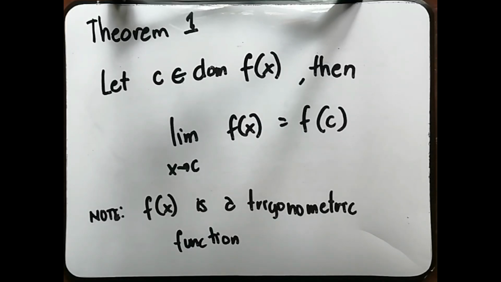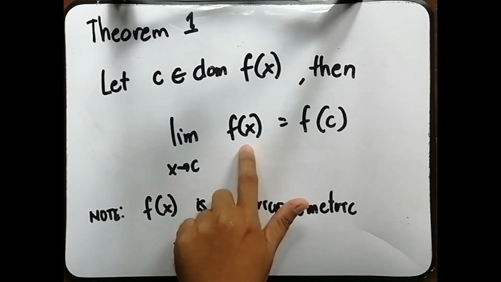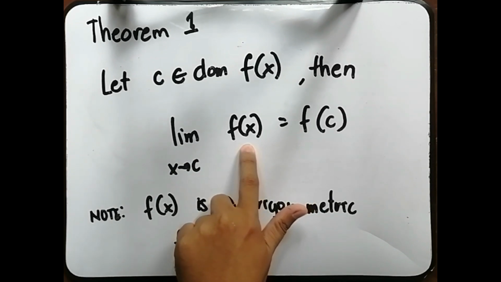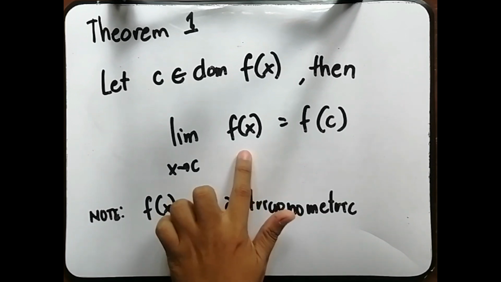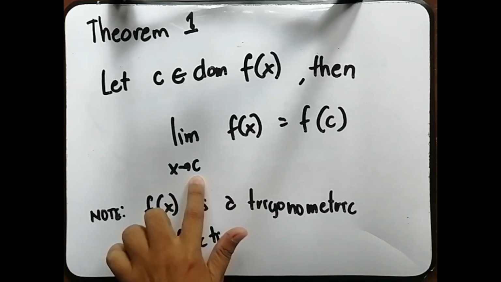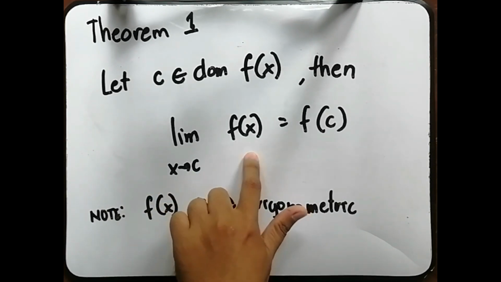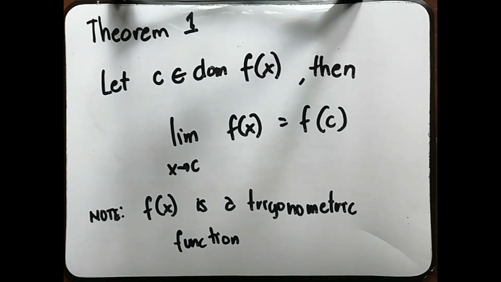Let c be an element of the domain of f of x. Then the limit of f of x as x approaches c is equal to f of c lang. Okay? Note here that f of x is a trigonometric function. So for as long as trigonometric function ito, at yung c natin nasa domain naman ng f of x, pwede lang nating i-substitute yung value ng c doon sa ating function.